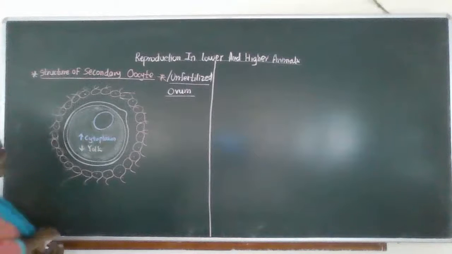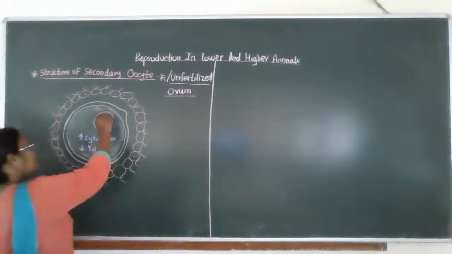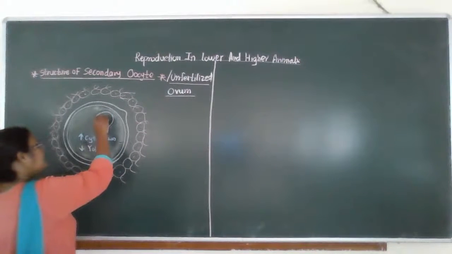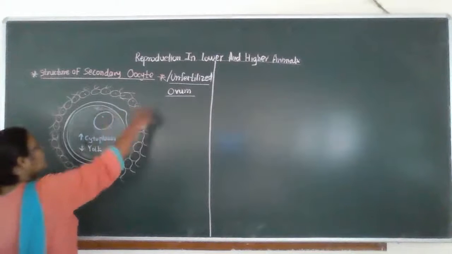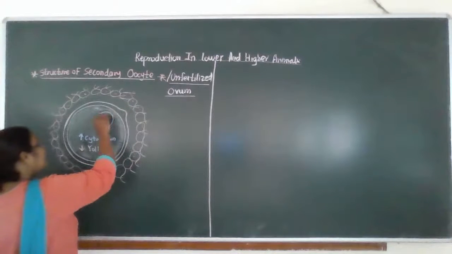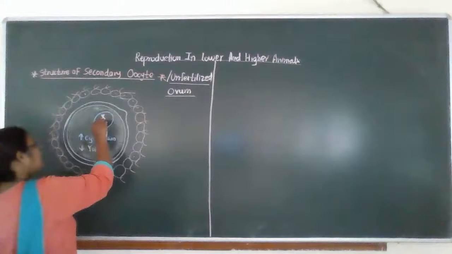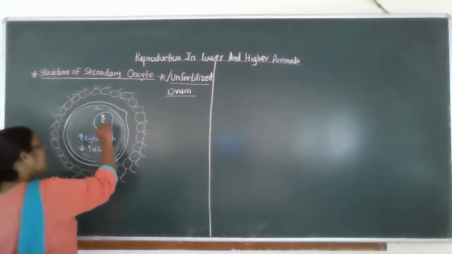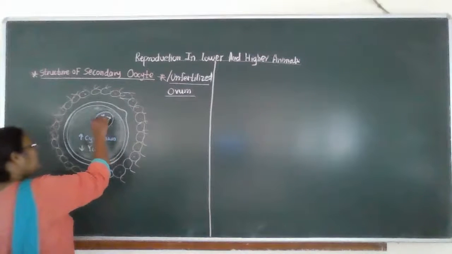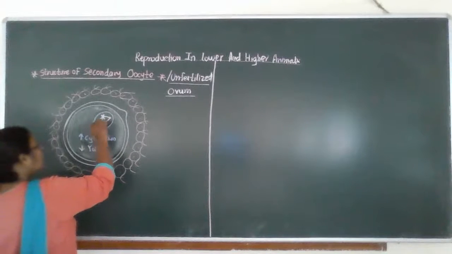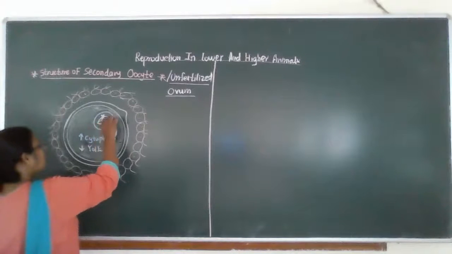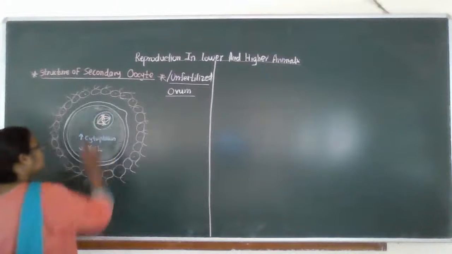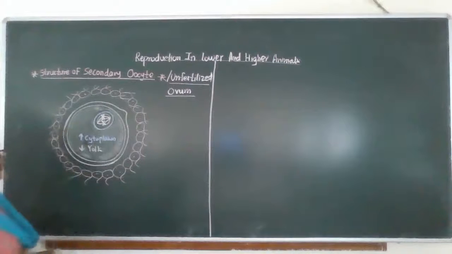And as I have stated earlier in the previous video, this secondary oocyte or unfertilized ovum is arrested at metaphase. That means the cell division is not complete here. The chromosomes are at the equator, and so it is arrested at metaphase.